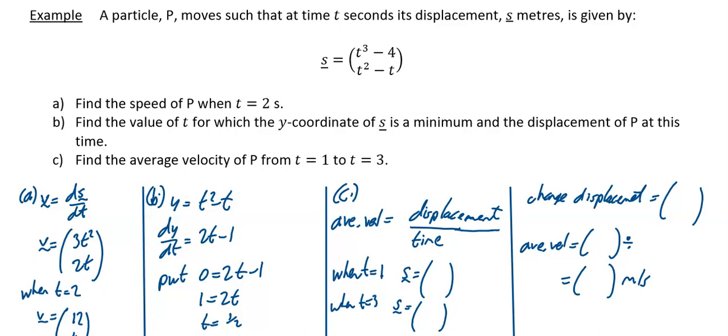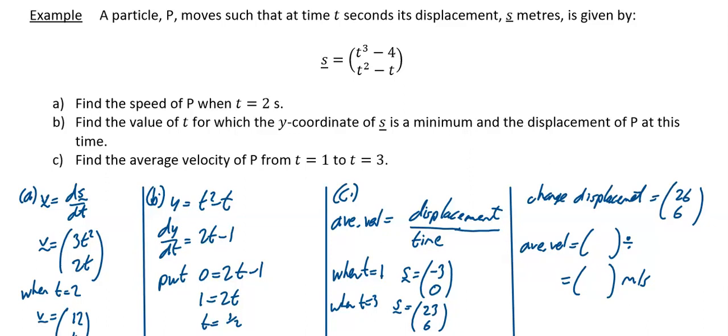So when t is equal to 1, you're going to have 1 cubed minus 4, which is minus 3. 1 squared minus 1 is going to be 0. When t is equal to 3, you're going to have 3 cubed, which is 27, minus 4, which is 23, and 3 squared, which is 9, minus 3, which is 6. So your change in displacement is 23, 6, minus minus 3, 0. So 23 minus minus 3 is 26, and 6 minus 0 is just 6.